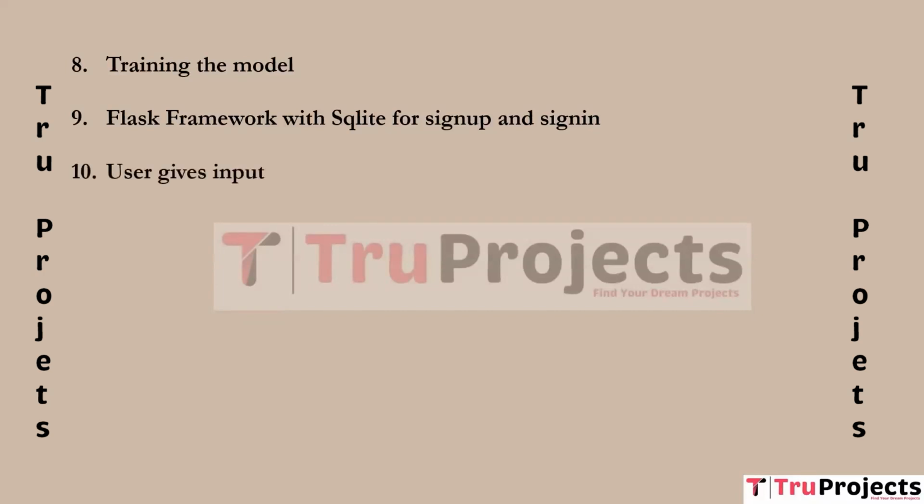The next one is user gives input. Users interact with the web application by providing input, in this case, likely information related to a COPD patient. The next one is given input preprocessed with trained model. The input data provided by the user is preprocessed to match the format expected by the trained machine learning models. Then, the models are used to predict the likelihood of readmission based on the user's input.